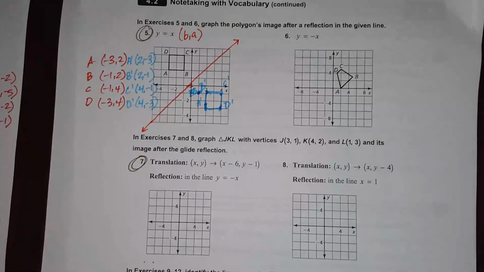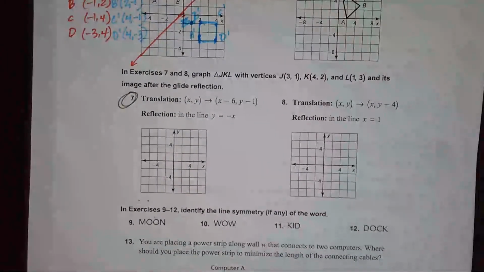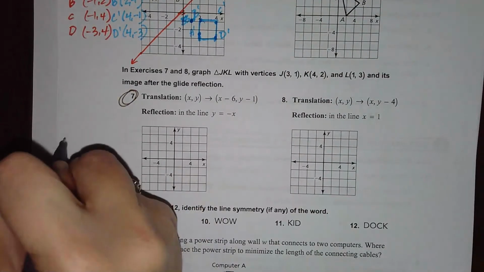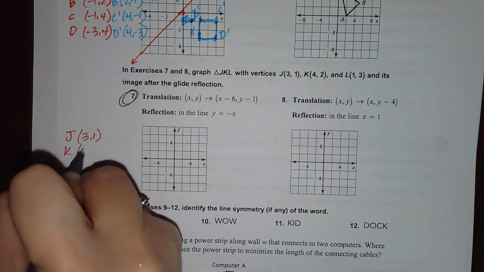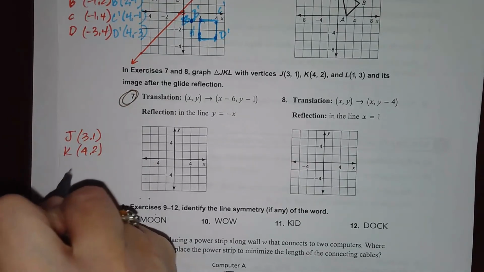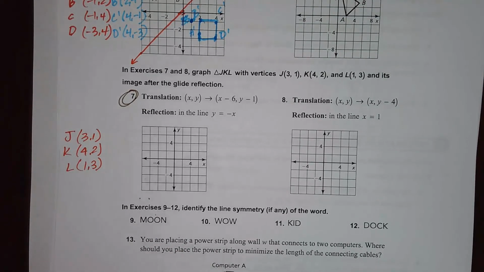So the first thing I'm going to do here is I'd like to use your coordinates. So I'm going to start with J is at 3, 1, K is at 4, 2, and L is at 1, 3. So the first thing I'm going to do is go ahead and apply the first translation. Well, actually, maybe first I'm going to go ahead and graph this.